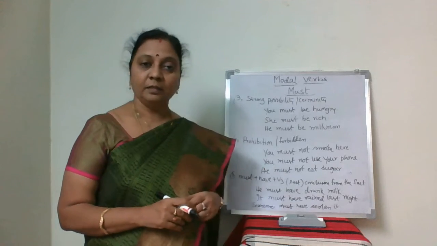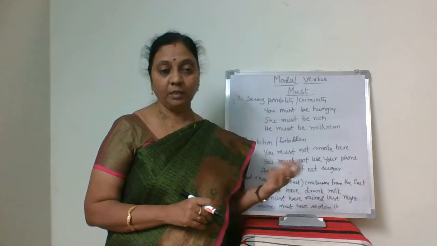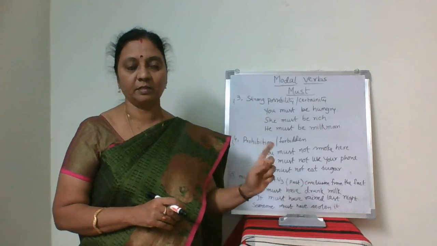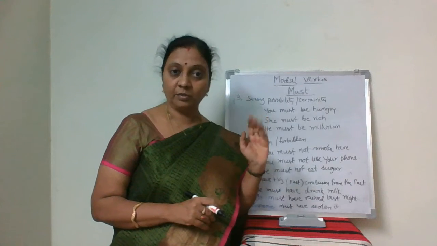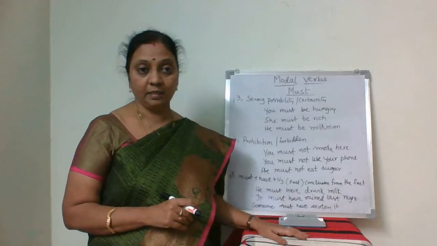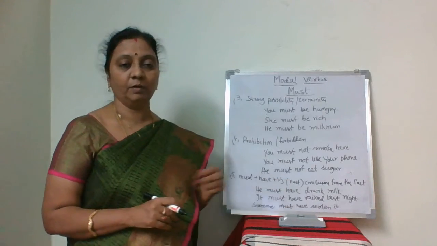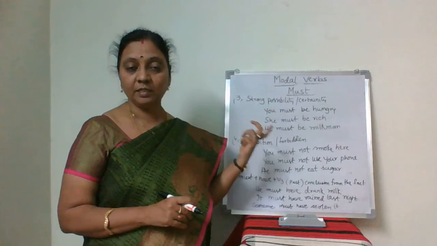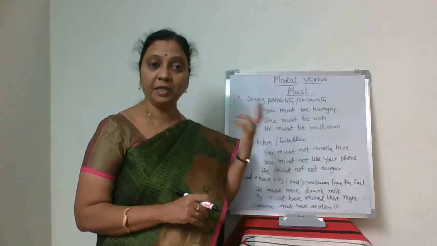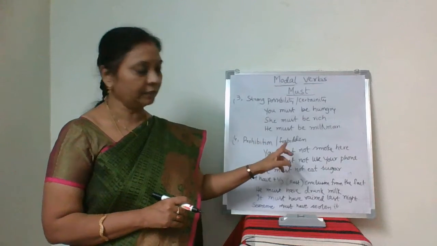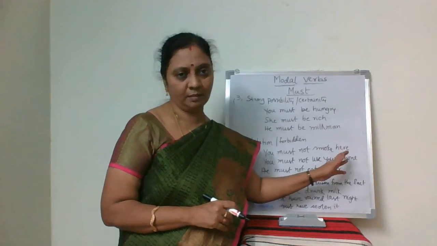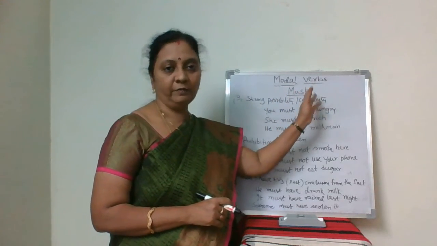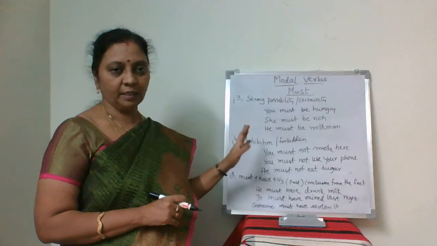Then he is a diabetic patient, so you say he must not eat sugar. He must not eat sugar because he is a diabetic patient and his sugar levels are crossing 400. What do you say? He must not eat sugar. So in such cases, for the things which are not allowed, which are prohibited or forbidden, you use must plus not plus V1. That you have to remember. Otherwise, normally, modal verb plus V1 is common in everything.